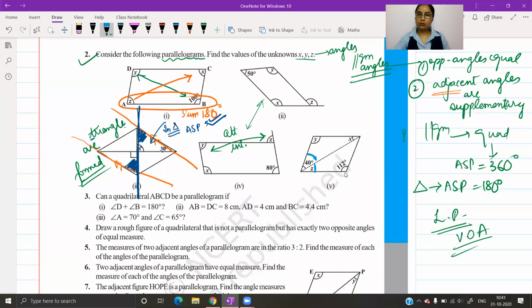So anyone who can tell me which angle can be calculated first? Ma'am, y is equal to 112 degree, opposite angles. That's correct. So we have y. Yes, ma'am. And what about x and z now?